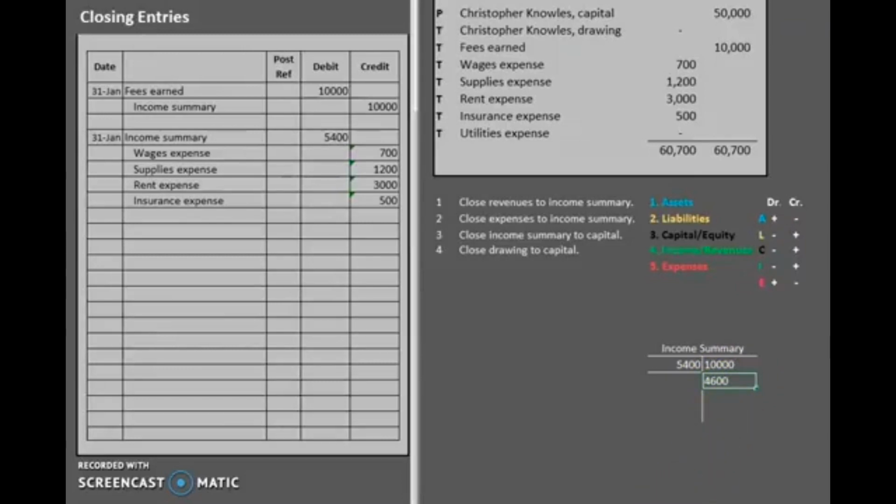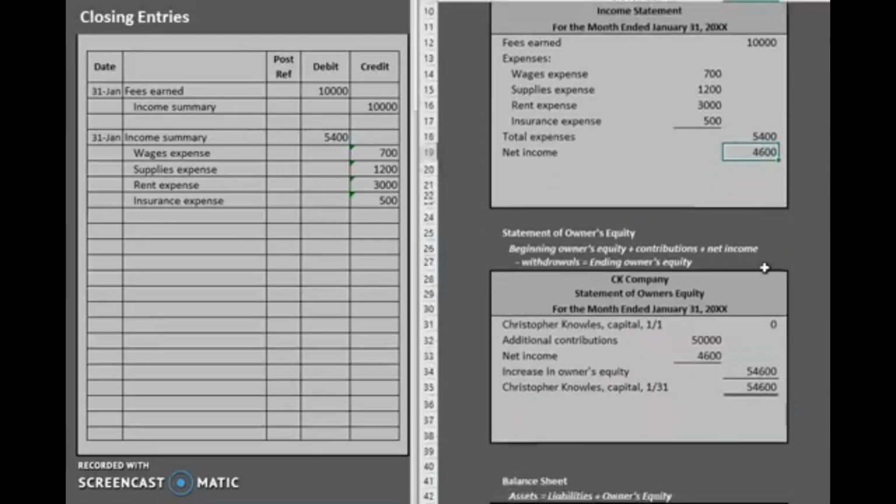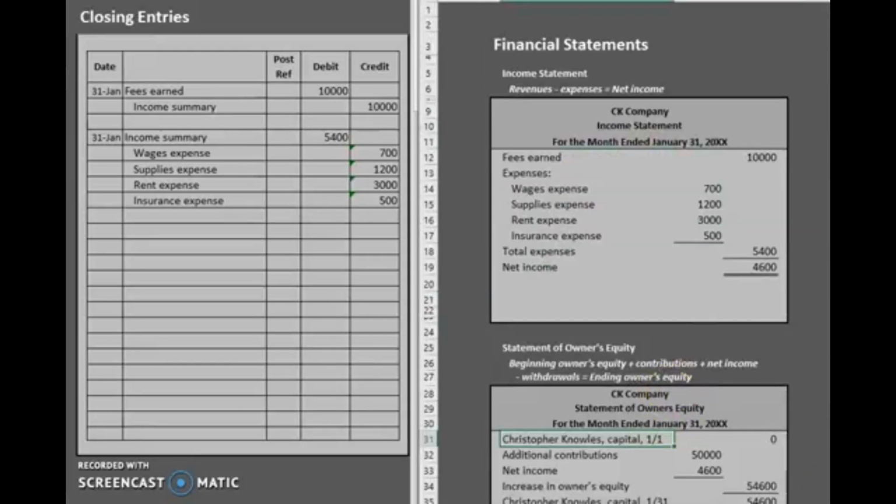And just to kind of deviate just slightly, let me pull up our old financial statements. Here we go. If you take a look at our financial statements, that income statement we did earlier, we had our revenues, fees earned, all of our expenses, and our net income was 4,600. Well, where did that 4,600 flow to? What was the effect of that? That 4,600 came down to our statement of owner's equity, and ultimately it increased Christopher Knowles' capital. So it increased capital. Okay, now that you've seen that, let's go ahead and head back.